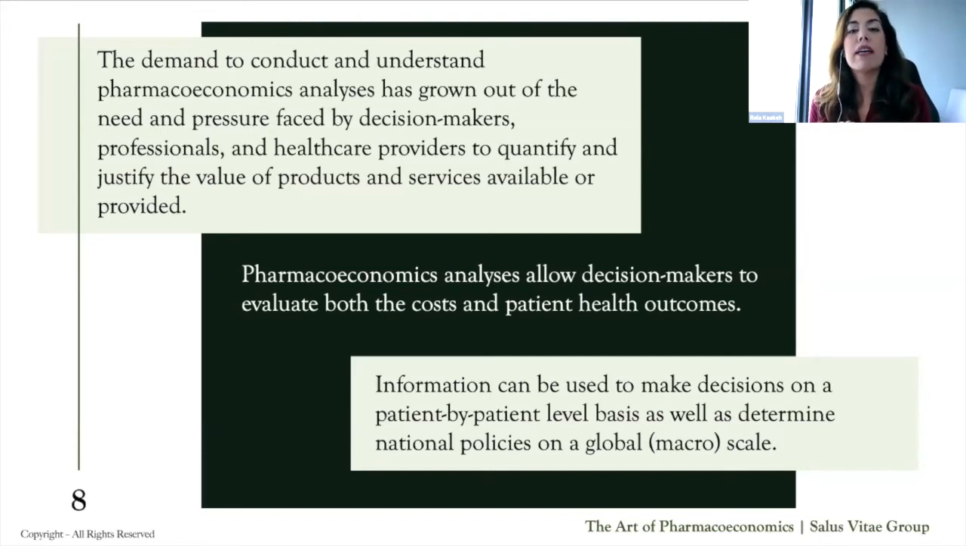So pharmacoeconomic analyses really allow decision makers to evaluate both the cost and patient health outcomes. So we're moving beyond just those clinical outcomes that many healthcare providers are familiar with to think about multiple different outcomes, whether clinical, humanistic, or economic outcomes. Now, the information generated from these analyses is actually used by decision makers to make decisions at the patient-by-patient level, as well as to determine national policies on a global scale. So whether you are interested in making a specific decision for one patient or across the globe for whatever communities you're serving, these analyses are used for that as well.